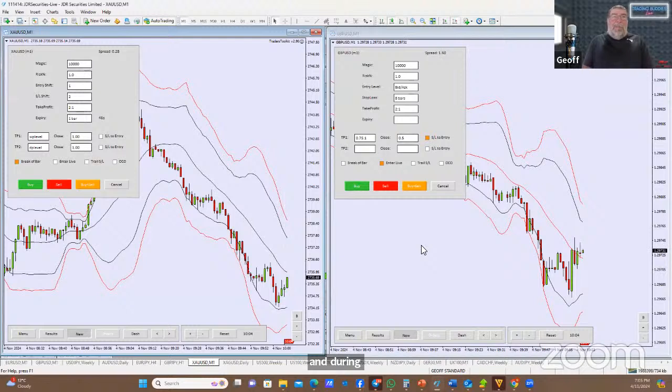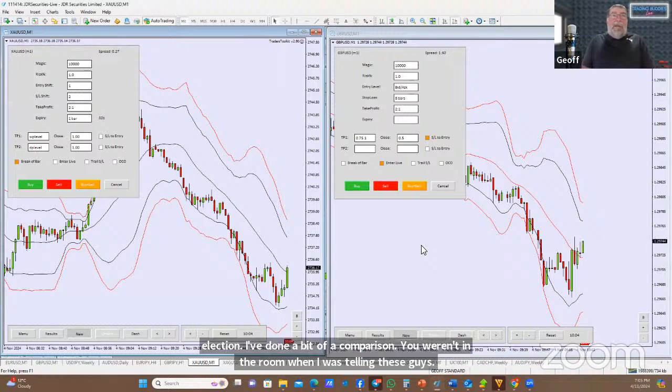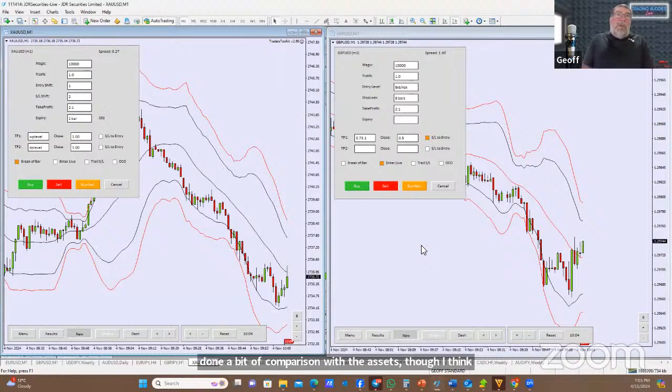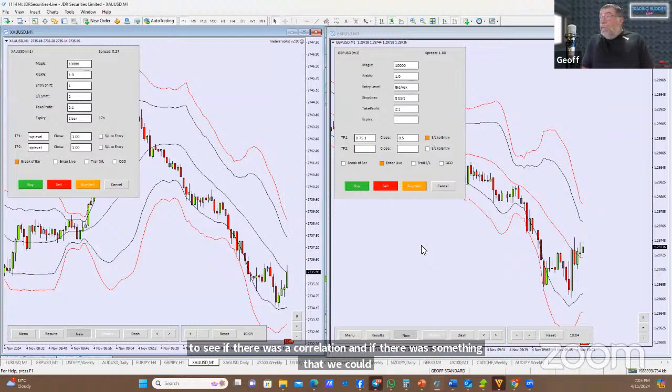I've done a bit of a comparison. You weren't in the room when I was telling these guys. I've done a comparison with the assets that I think may trend, or probably trend. I'm looking for a trend after the election. I compared what happened when Trump won the 2016 election on six different assets, just to see if there was a correlation and if there was something that we could maybe hang our hats on. If you've got nothing to do, I'll have a look at that.